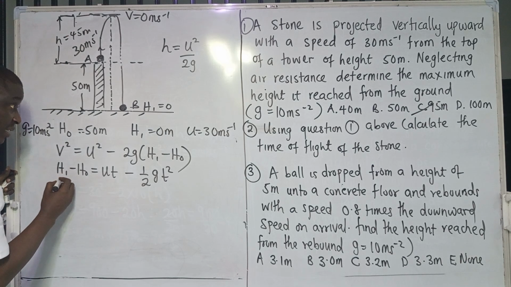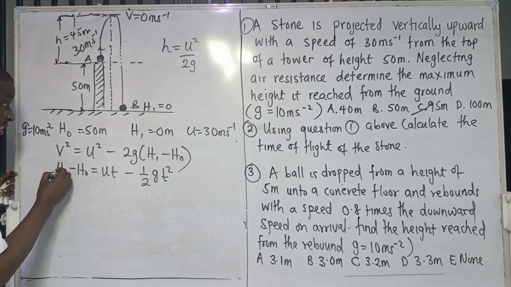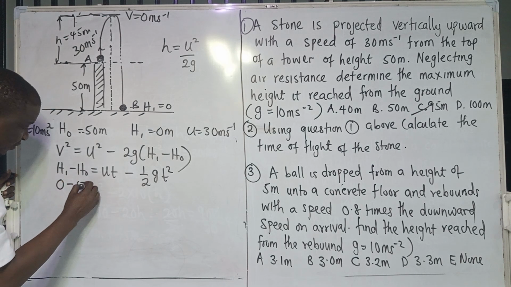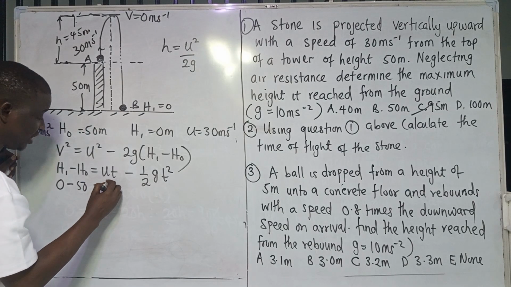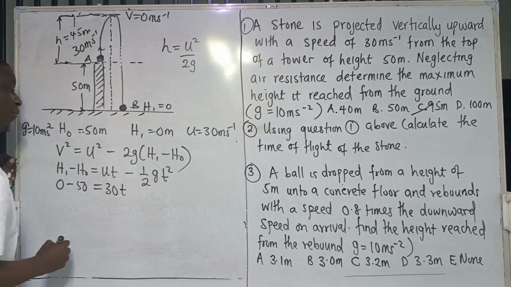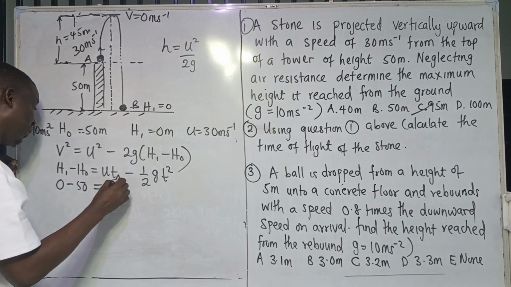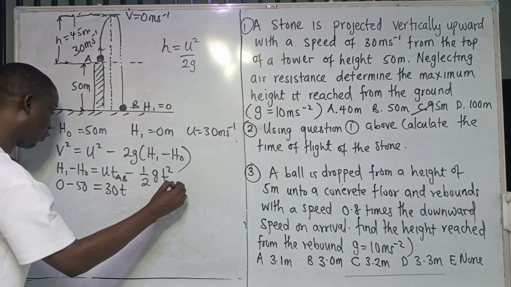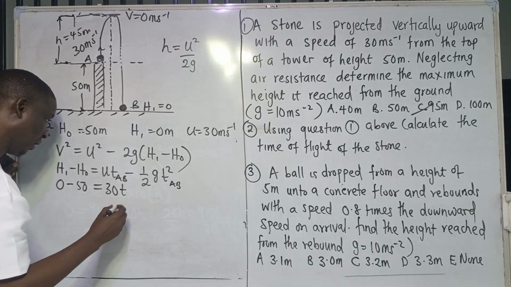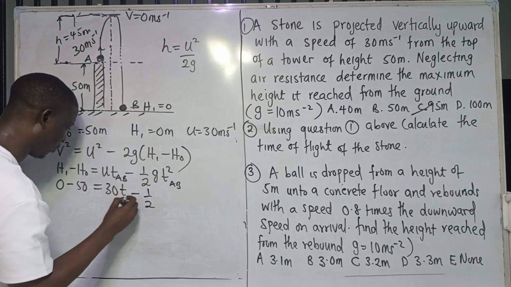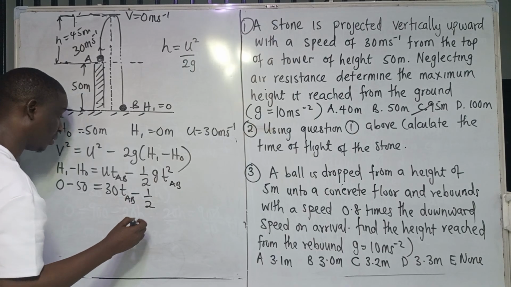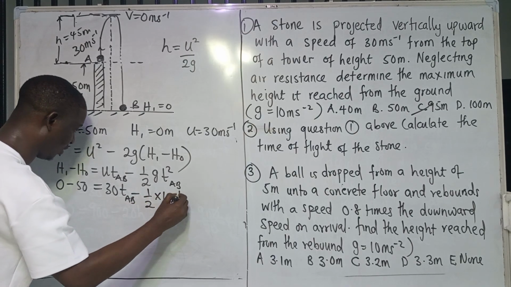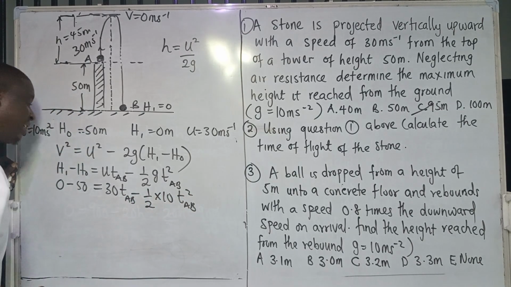What is our H1? H final is 0. H0 is 50. So H1 minus H0 equals U times time of flight. This is the time of flight, the time from A to B, from here to this place. Then minus half times G times T_AB squared, which is 10 times T_AB squared. Let's solve.